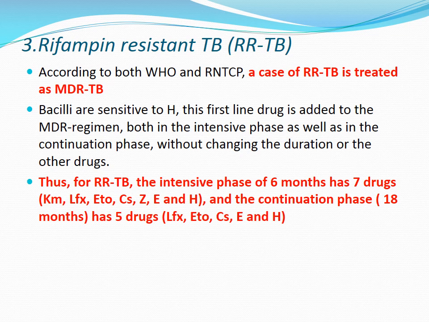So rifampicin resistant tuberculosis is very simple to remember. If you remember the MDR tuberculosis regimen, you only have to add isoniazid in the intensive as well as the continuation phase. No change in the duration, no change in any other drug.